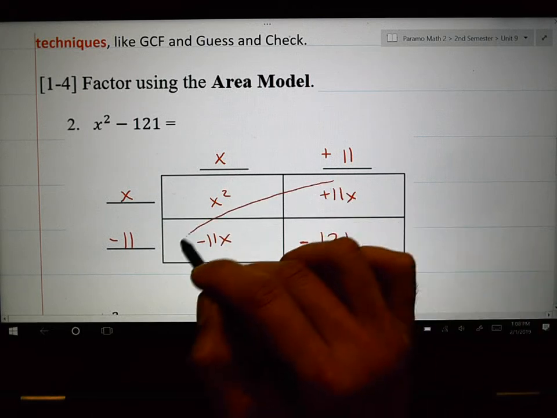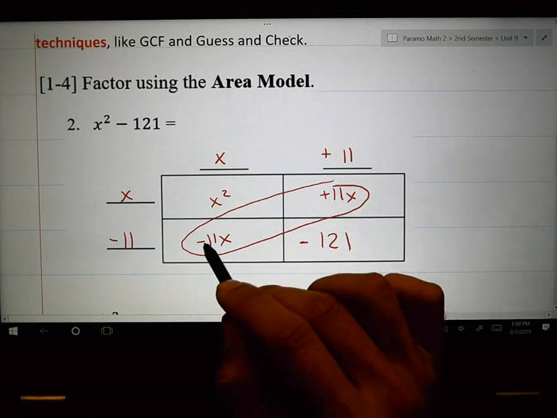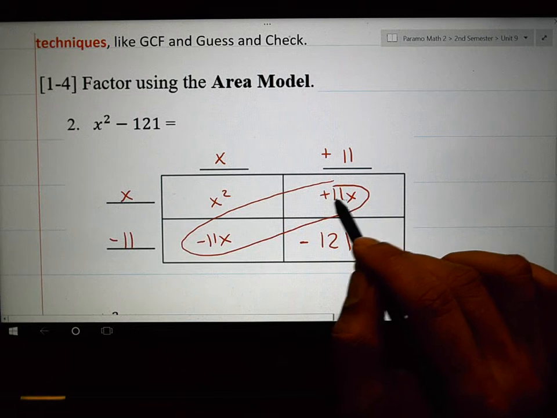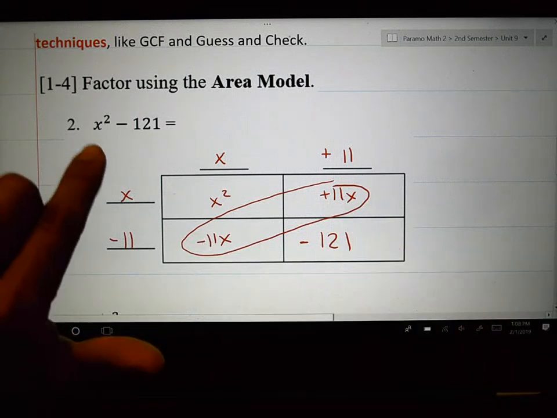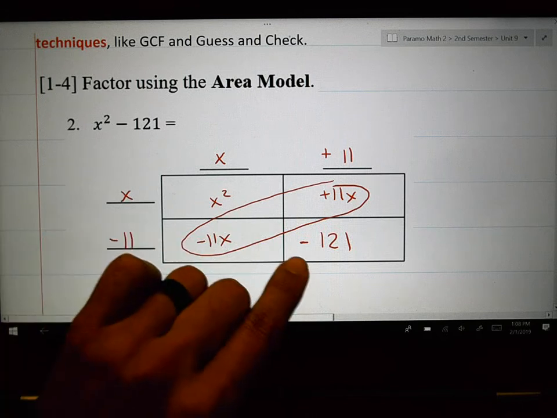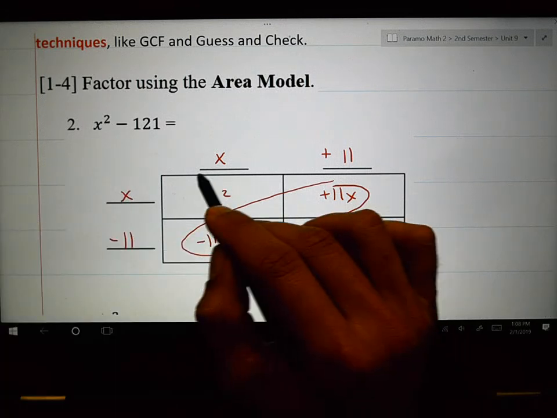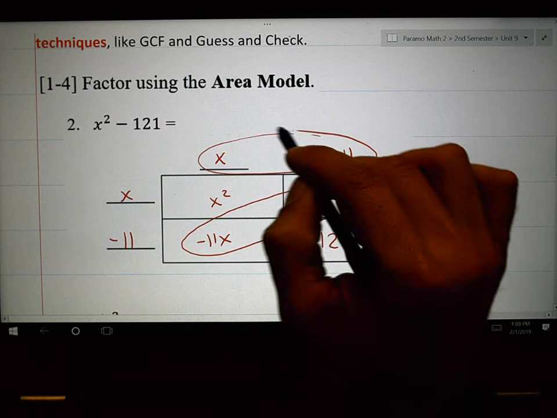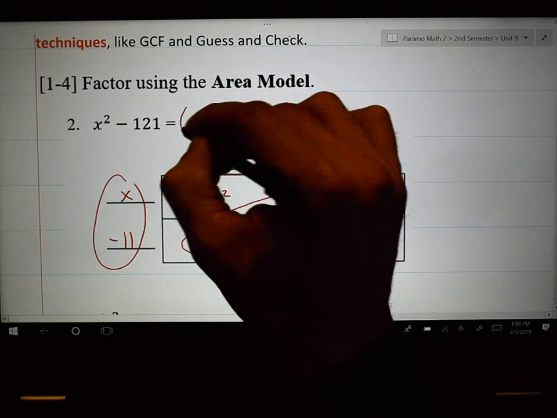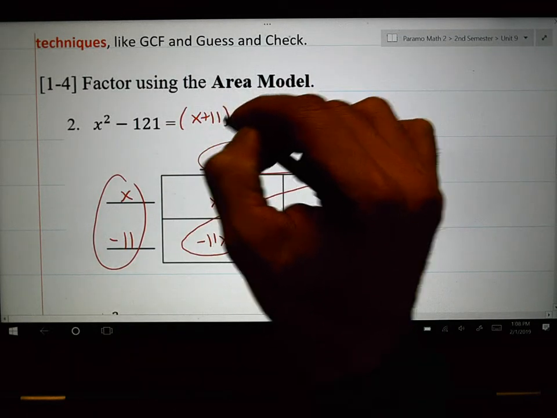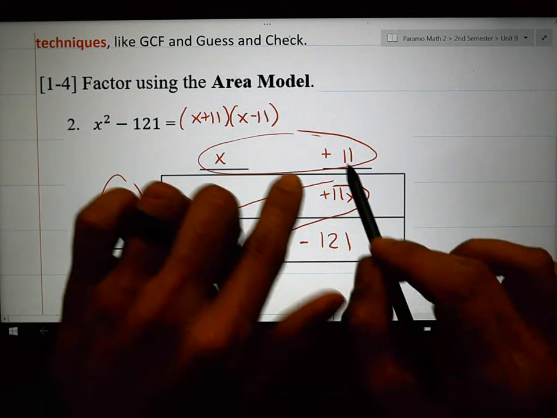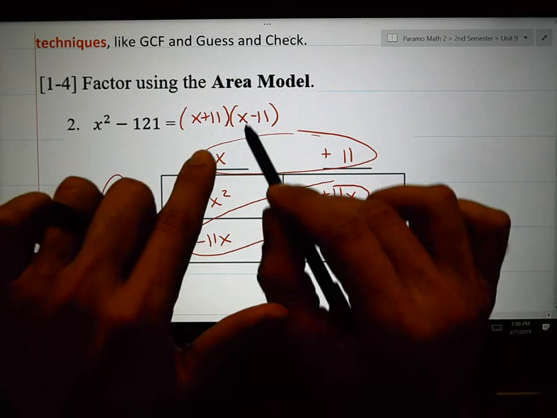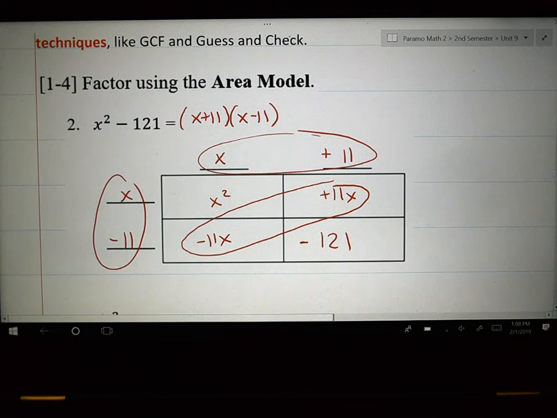And if you were to add these two things together, what you would notice is that a positive 11x take away 11x makes 0. So x squared minus 121 would be this thing, this length, multiplied by this width. And so we'll write it like this: x plus 11 times x minus 11. If you had the minus over there and the plus over there, then these would be flip-flops, but guess what? Multiplication can be written in any order.